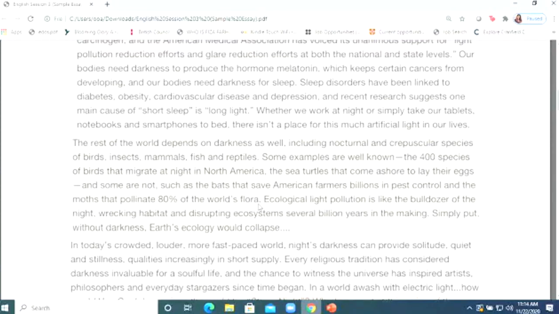You can see that he has quoted statistics and facts in this paragraph also. So he says that light pollution is like the bulldozer of the night, wrecking habitat and disrupting ecosystems several billion years in the making. Simply put, without darkness, Earth's ecology would collapse.